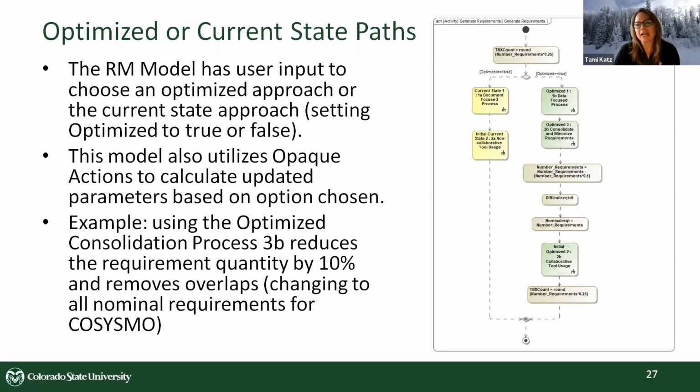And then there's also some calculations you can do. As an example, if you're going to consolidate and minimize your requirements, you'll likely see an output of that. So I assumed a 10% improvement.